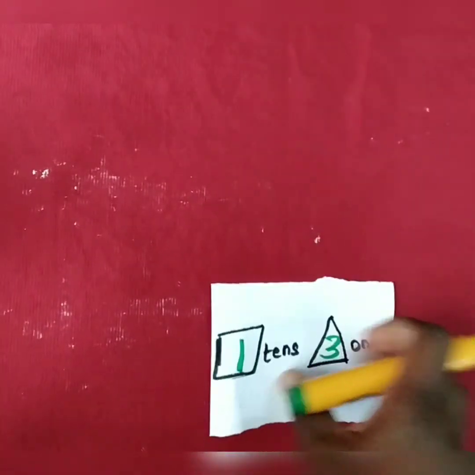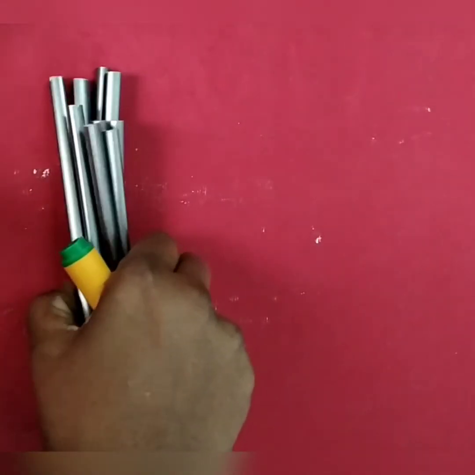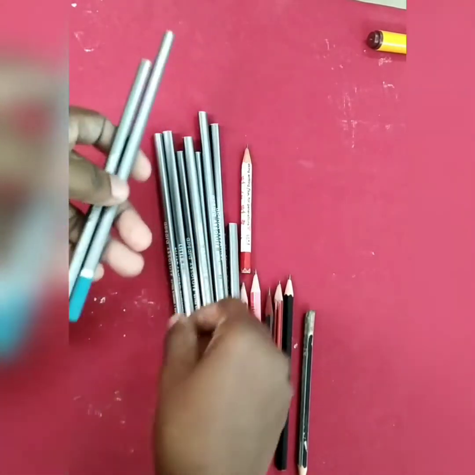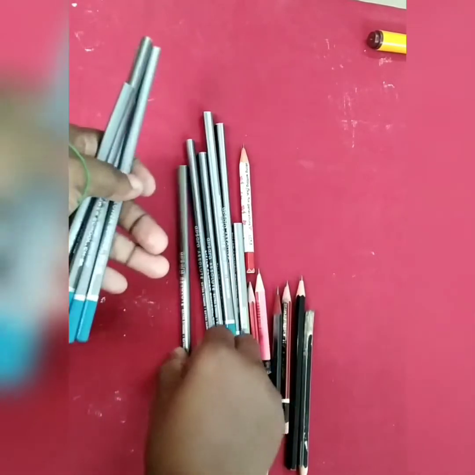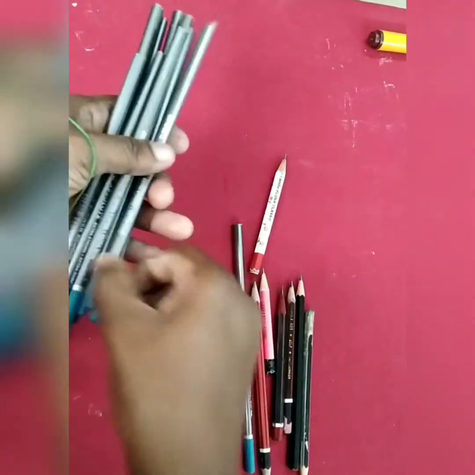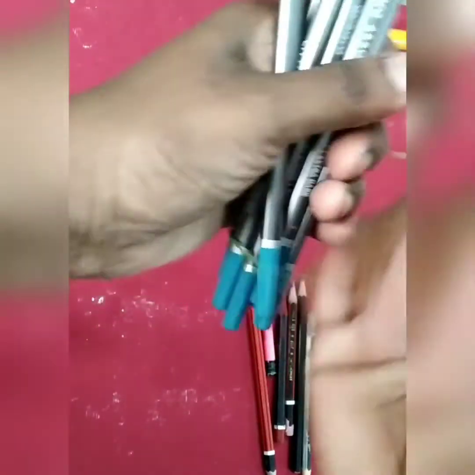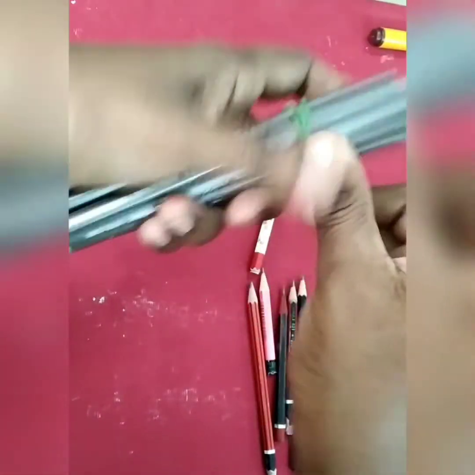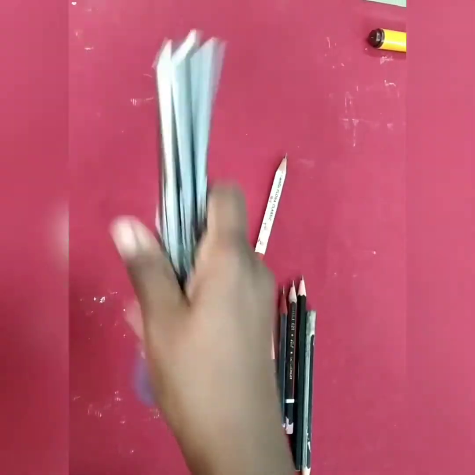Again, I have one more thing. Shall we count the pencils now? Yes. Count the pencil, children. 1, 2, 3, 4, 5, 6, 7, 8, 9, 10. We are going to put the bundles now. Okay, children? 10 in one bunch. Okay? Remaining pencils, you are going to count, children. Count this one.